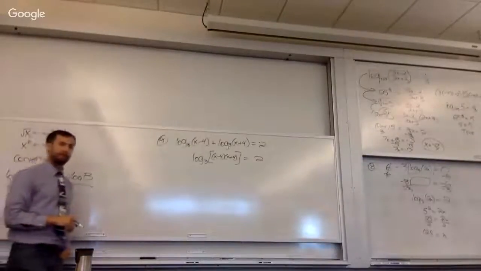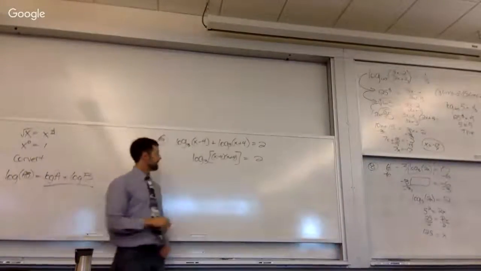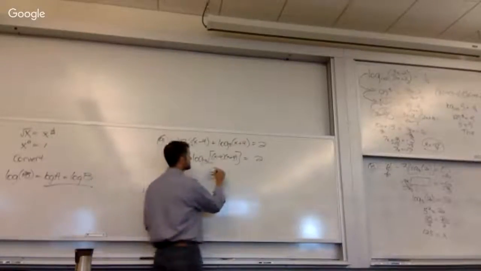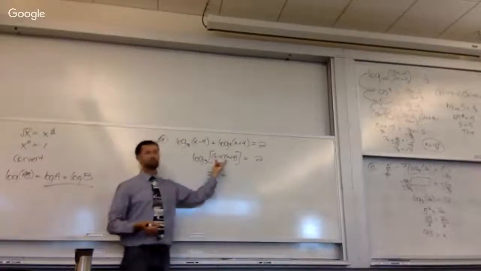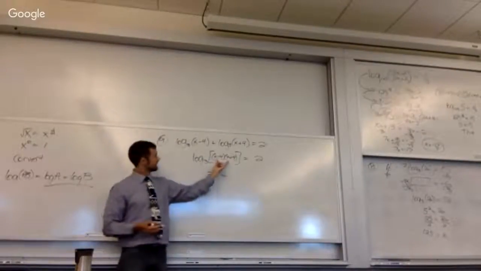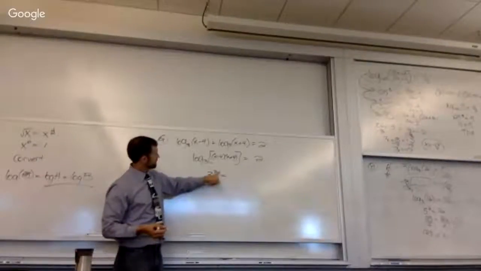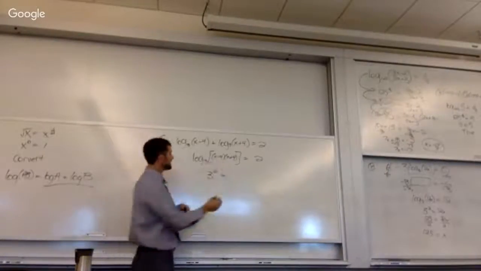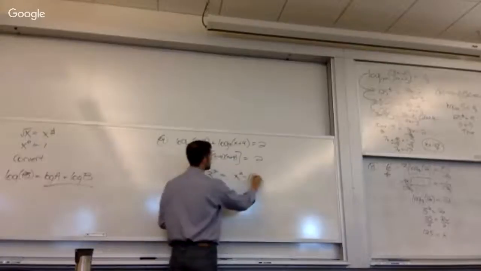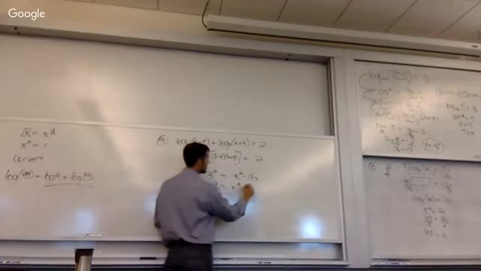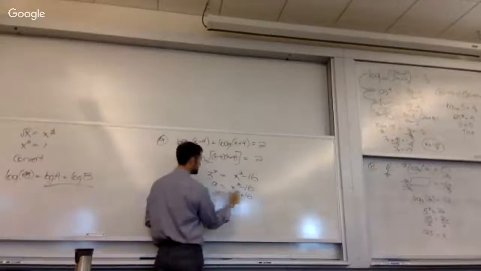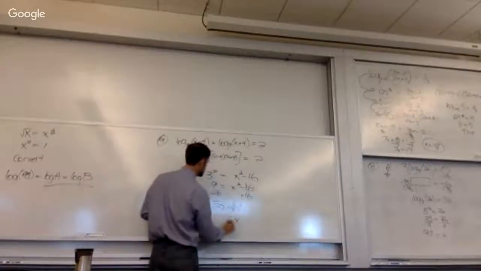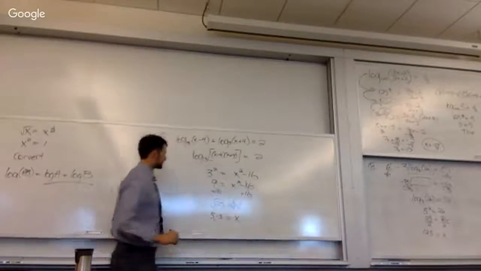And then what? Once the log is isolated, rewrite it in exponential form. So now we have 3 squared equals, now how could I rewrite x minus 4 times x plus 4? Difference of squares. This is the product of conjugates, so it's x squared minus 16. So now I have 3 squared equals x squared minus 16, which is really 9 equals x squared minus 16. And then we add the 16 over. x squared equals 25, square root both sides, and x equals 5 or negative 5.